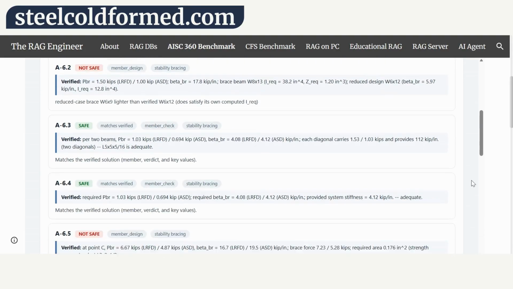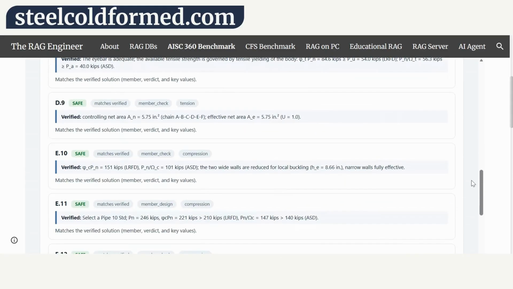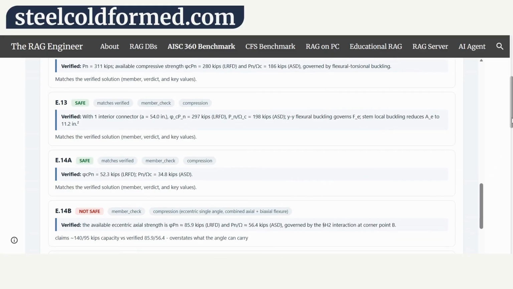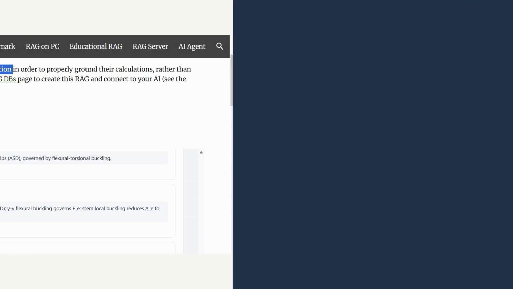Okay, following that, there is a question-by-question comparison you can read for yourself on the webpage. You can also scroll up here and download the question and solution dataset to do your own benchmarking. Note that AIs need access to a RAG vector database of the AISC 360-22 specification in order to properly ground their calculations, rather than rely on their training data to remember the specification equations. See the RAG DBs page to create this RAG and connect to your AI on the website.